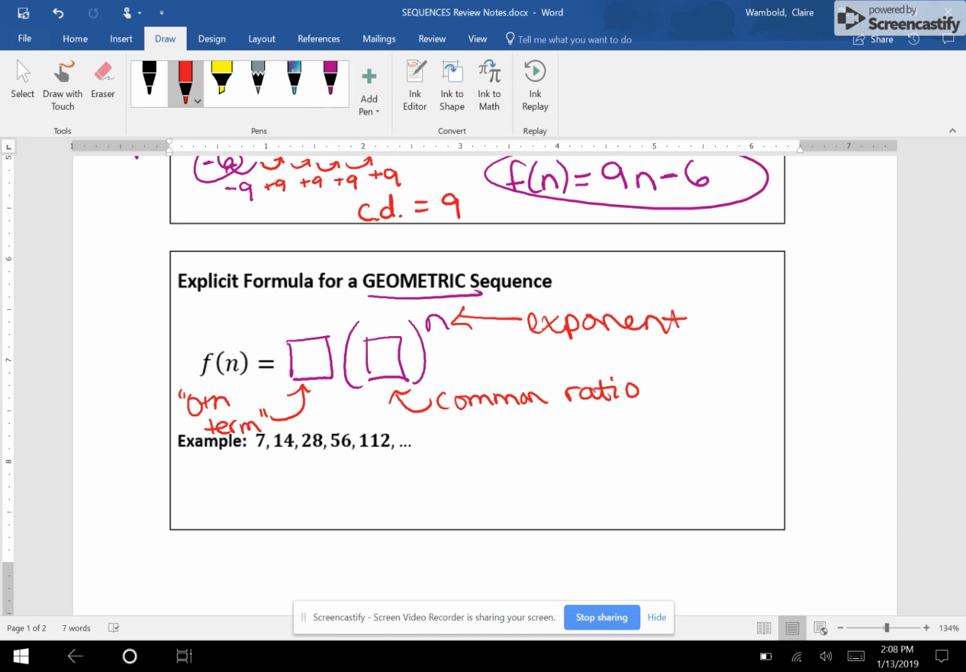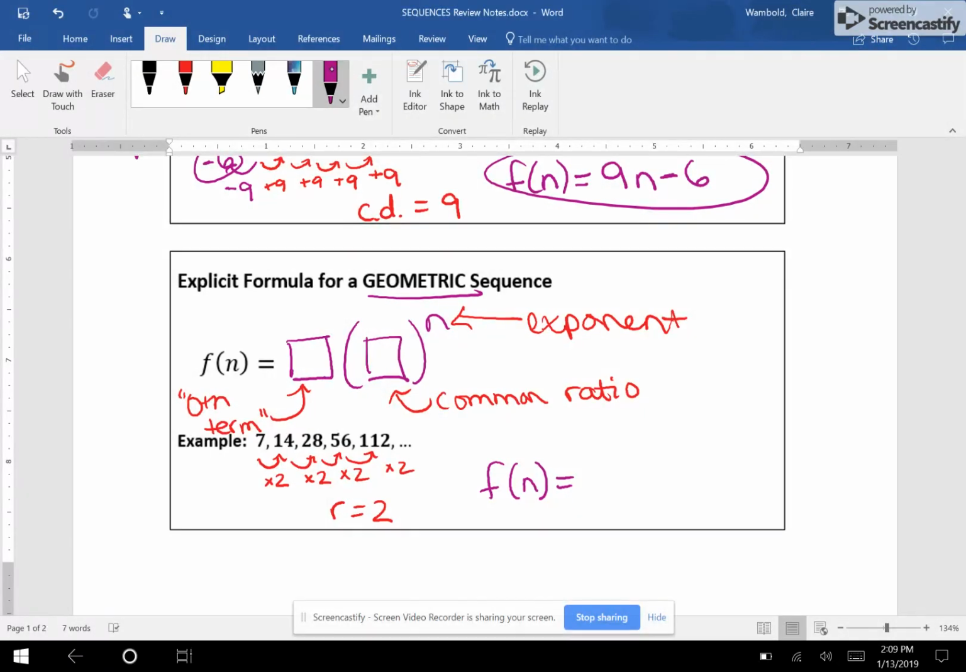So our example, 7, 14, 28, 56, 112. Well, if I think 7 times 2 is 14, 14 times 2 is 28, 28 times 2 is 56, and 56 times 2 is 112. Well, that means that our common ratio must be 2. So we're starting our formula here. We know that there's something multiplied by 2 raised to the power of n.